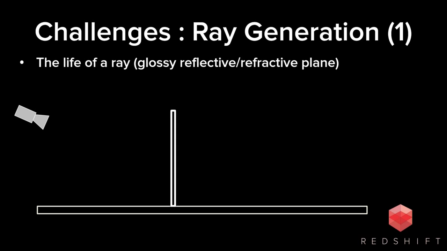Typically, the way ray tracing works is you shoot a ray from your camera, and then at the intersection point, you have a shader that says, shoot reflection rays or refraction rays. In this particular case, we have a glossy reflective refractive plane, and the green arrows are the reflective rays, and the red ones are the refractive rays. So that's typically how rendering happens. However, that's not the only way that you can achieve that.